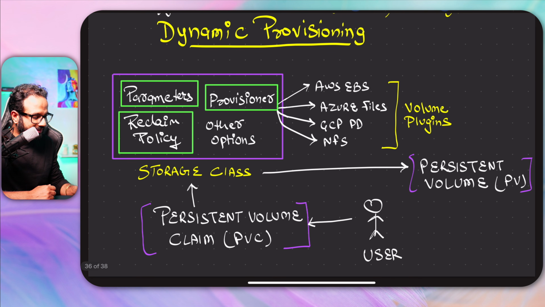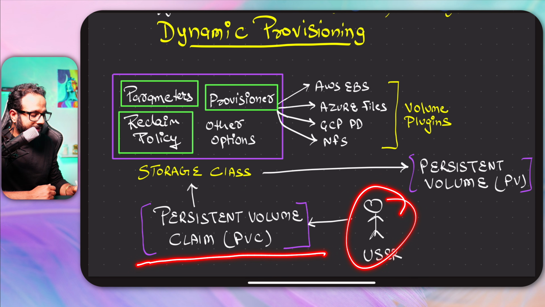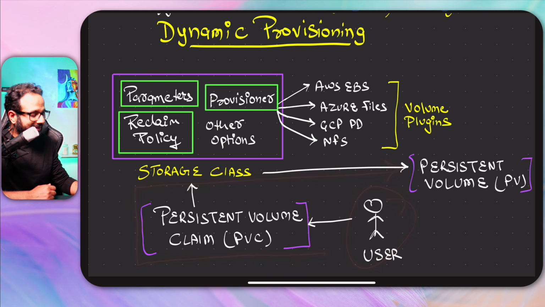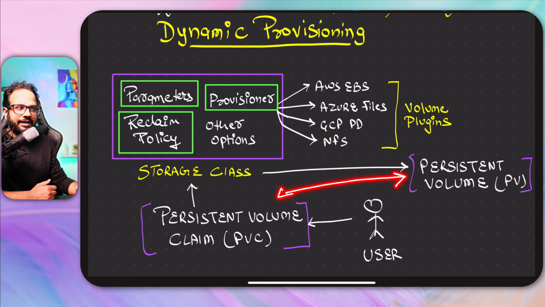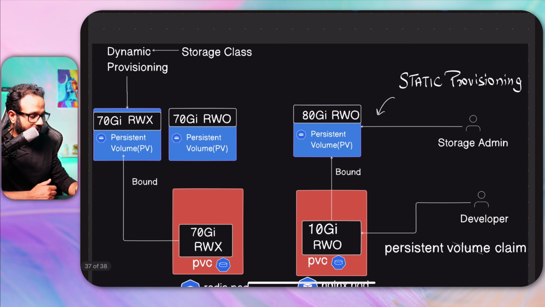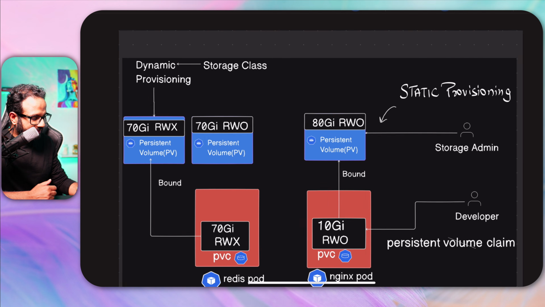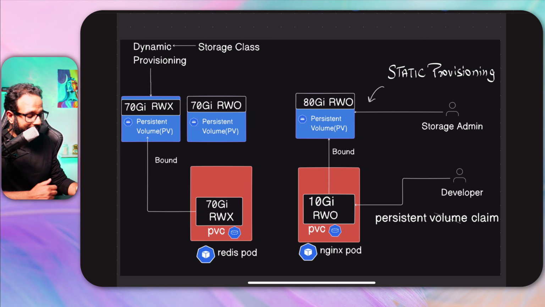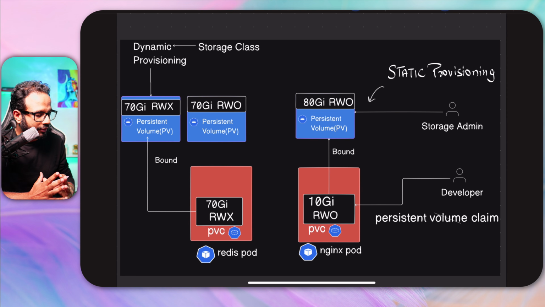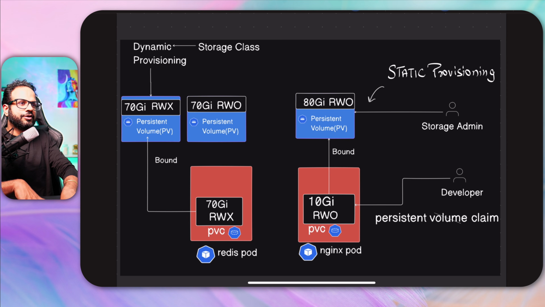Now the way it works is you create a storage class, and when a user creates a persistent volume claim using the storage class, it creates a persistent volume, and then the persistent volume will be bound to the persistent volume claim over here, right? Now let's look at the overall high level diagram of dynamic volume provisioning and static volume provisioning. So what happens in static volume provisioning?